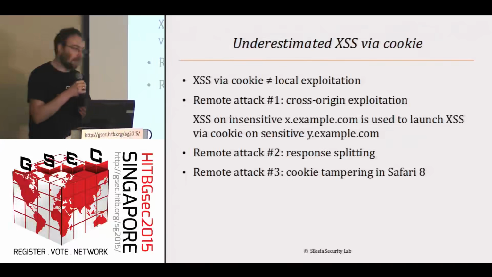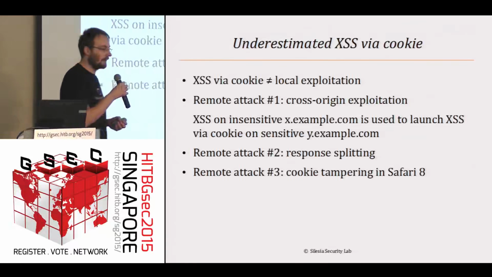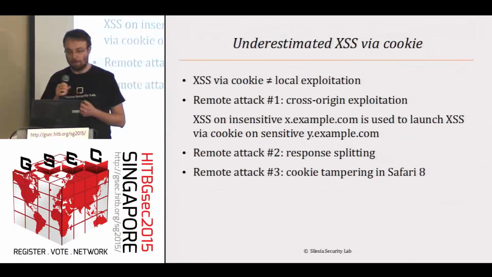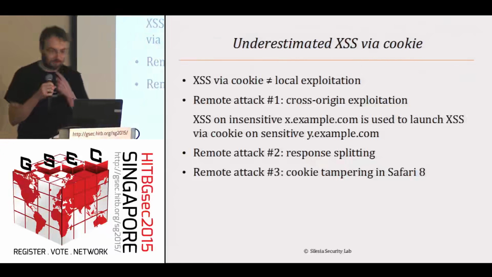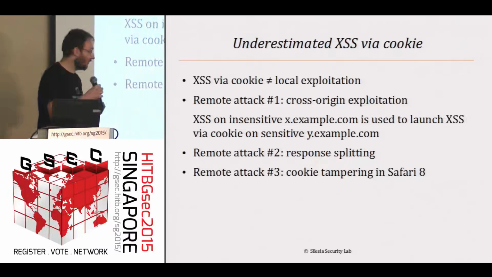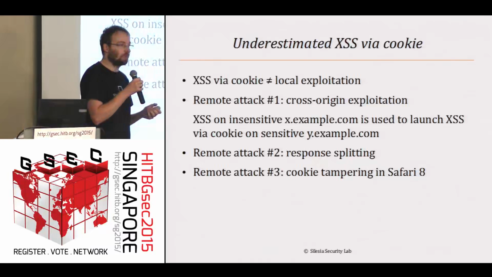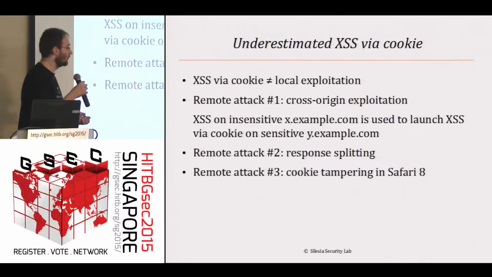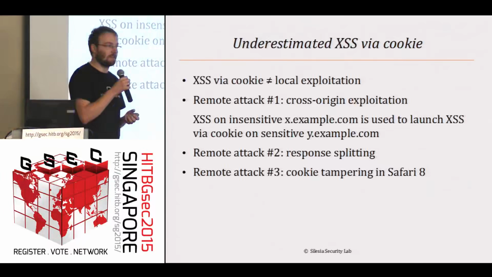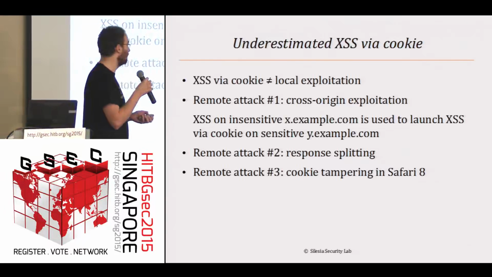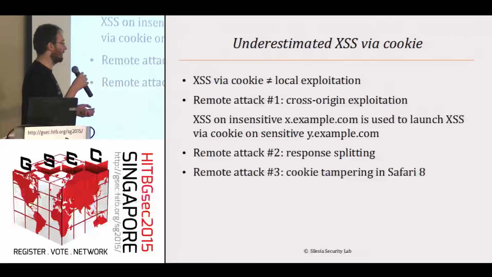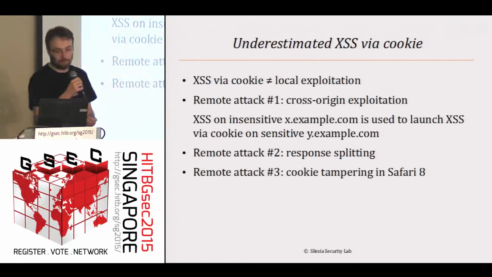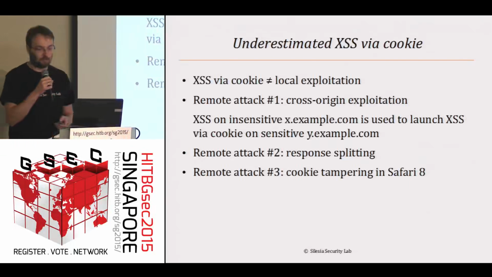And yet another one from the previous slide. I have presented how you can use cookie tampering in Safari 8 to fully remotely set an arbitrary cookie in the cookie jar of the user. So in this case, you don't need any kind of insecure subdomain. Just do it. Send the link, for example, and this is it. And you've got a fully working remote solution.